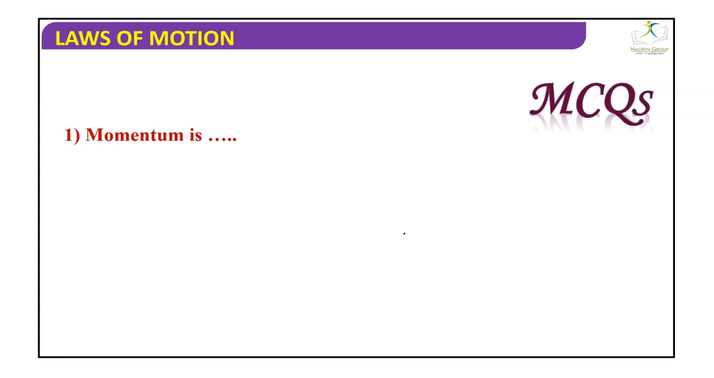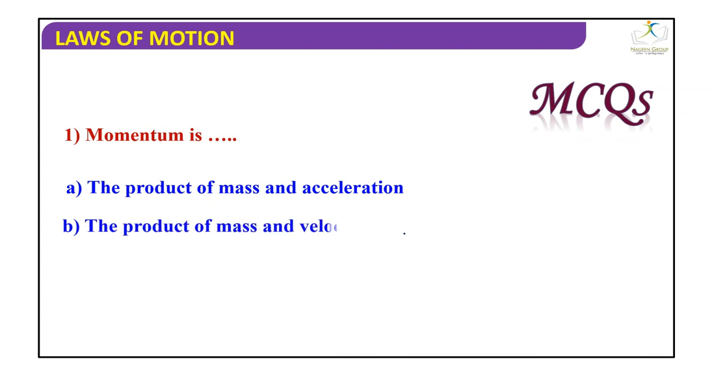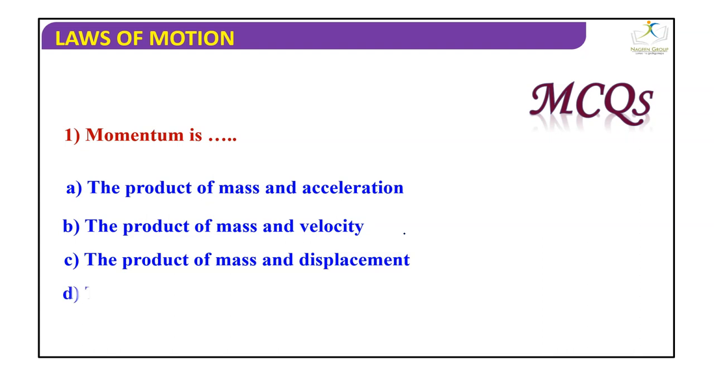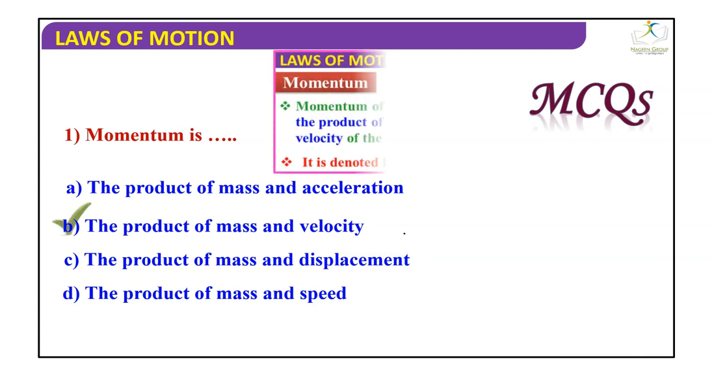The first multiple choice question: momentum is the product of mass and acceleration, the product of mass and velocity, the product of mass and displacement, or the product of mass and speed. The correct answer for this question is the product of mass and velocity.